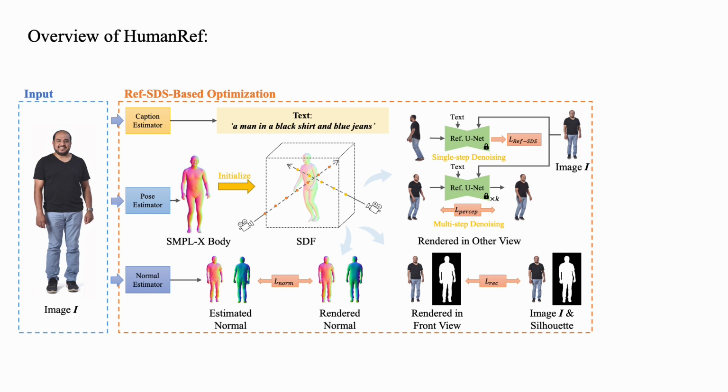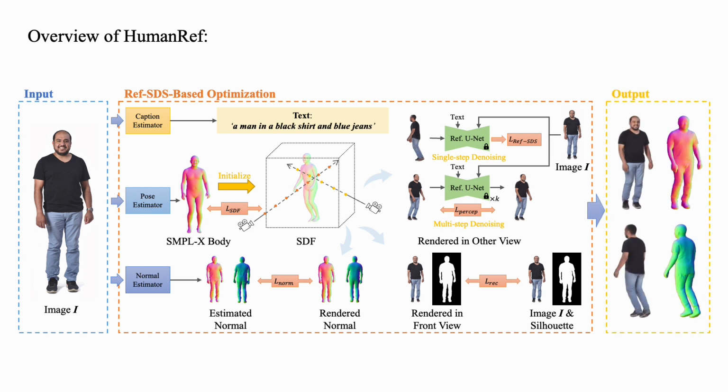To constrain the pose of the generated human, we additionally introduce a L1 form SDF loss between the predicted signed distance value and that queried from SMPLX body mesh. By employing these strategies, our HumanRef could generate a sharp and realistic 3D clothed human aligned with the input image.